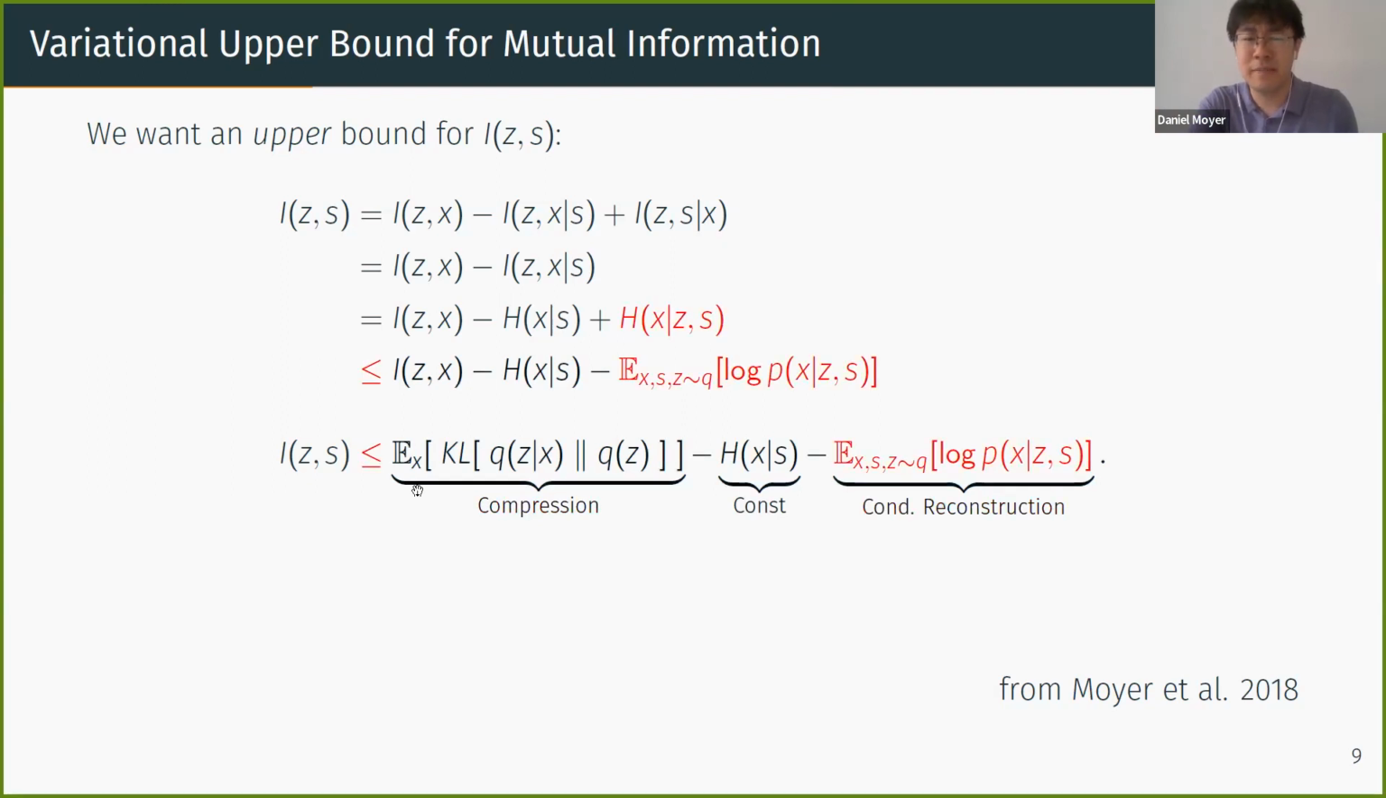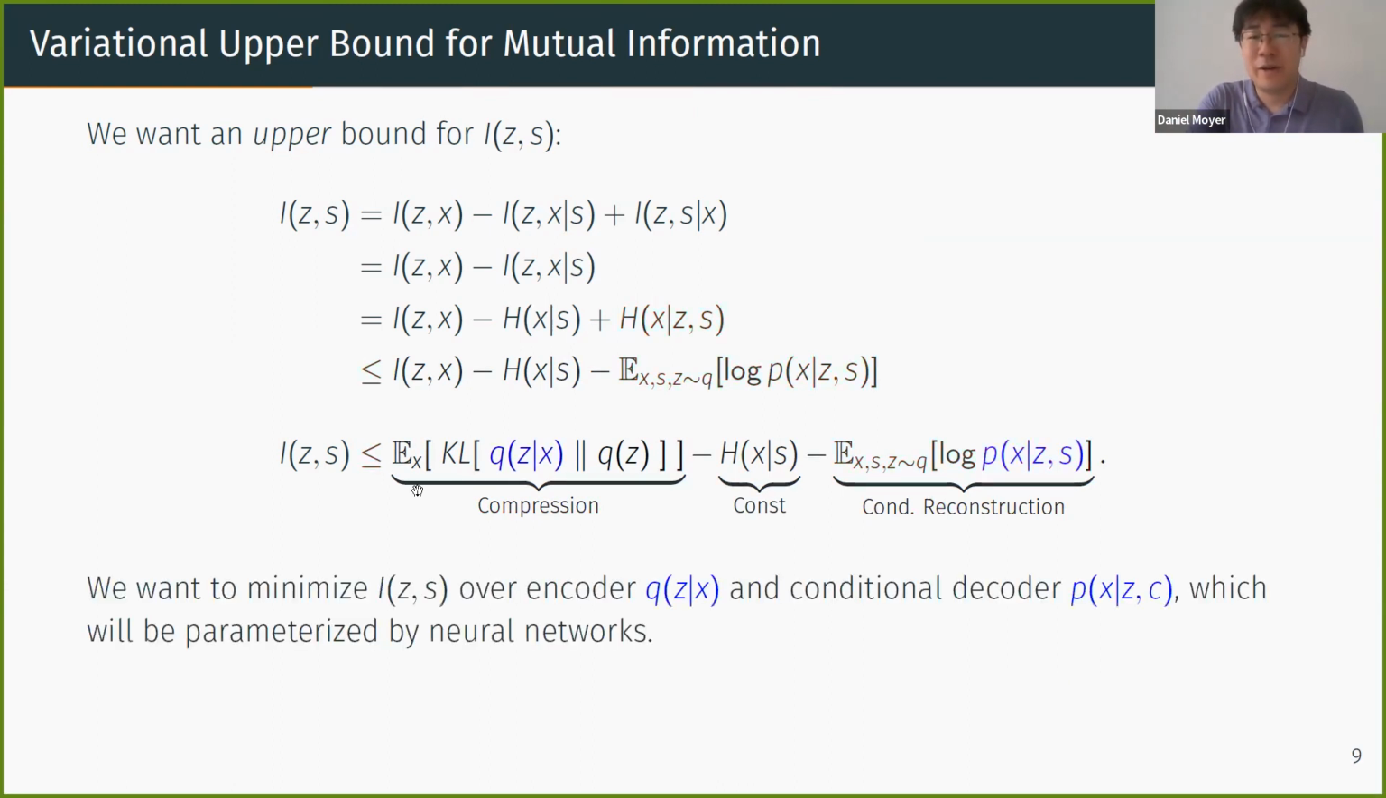This bound is actually tight. So if we can do reconstruction perfectly, or as best as possible, we actually have the mutual information exactly, which is pretty cool. Most bounds are actually not tight, right? And importantly, this becomes an autoencoder.